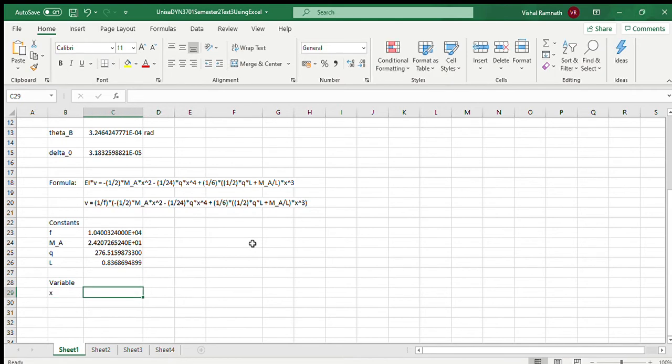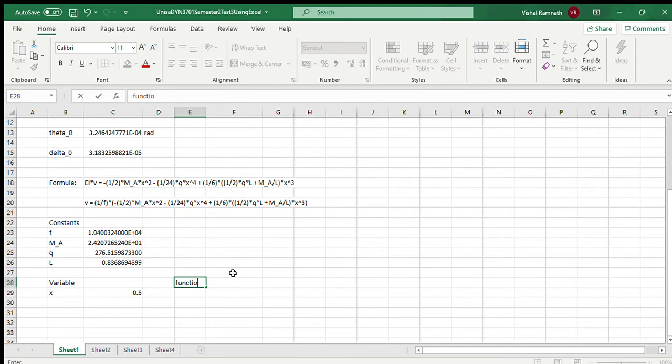Let's just say X is 0.5 for the sake of argument. It will be between 0 and L. L is 0.8368, so let's just make it 0.5. And then the function is what we want to work out, and that would be V. So we would then have to put in a formula for V. So let's put in the formula.